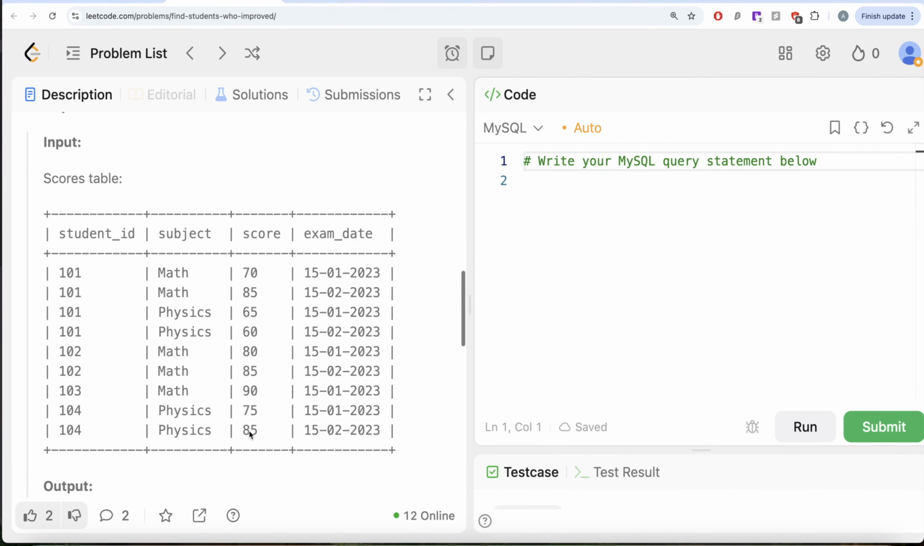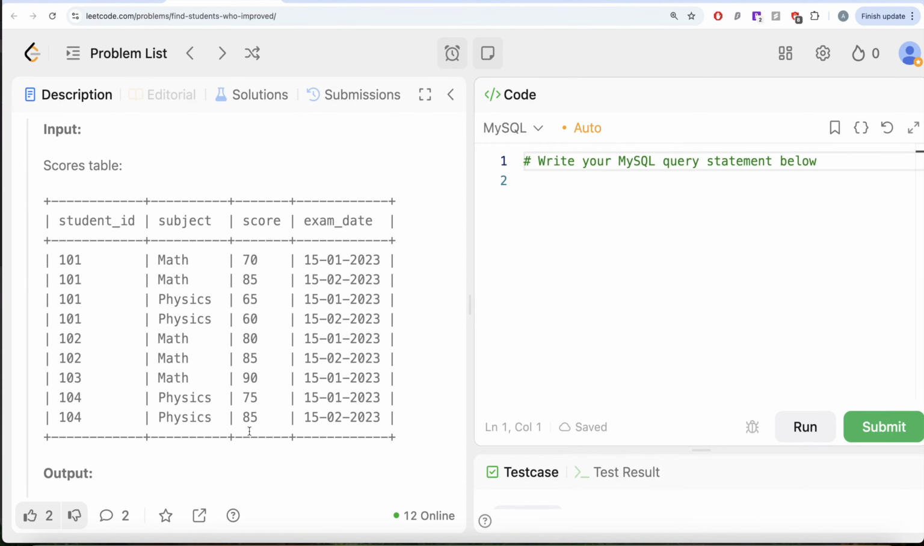So to solve this question, what we can do is we can perform a self join. Basically, we need to satisfy two conditions. Firstly, the student should have taken the same subject exam on at least two different dates. And secondly, the last score or the final score should be greater than the first score. So what we can do is we can perform a self join.